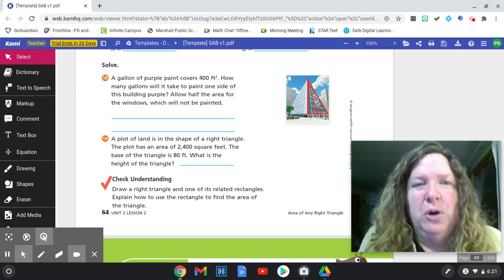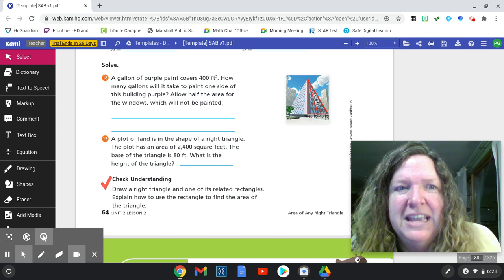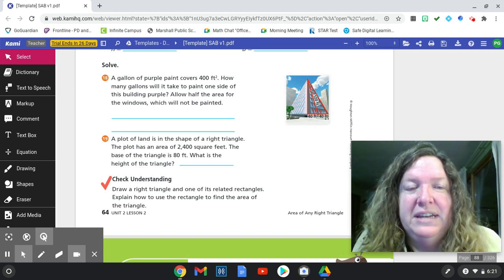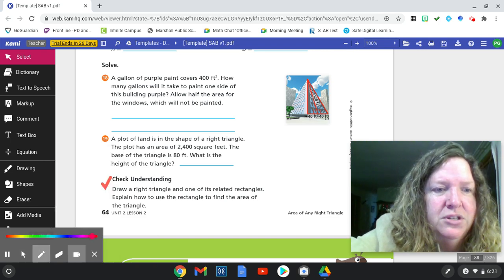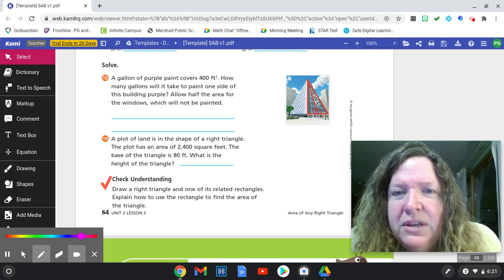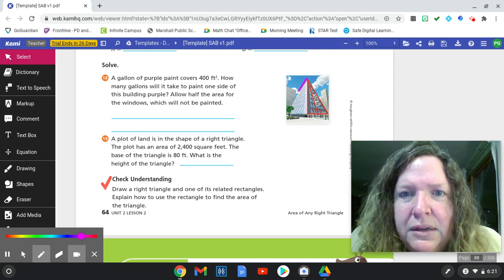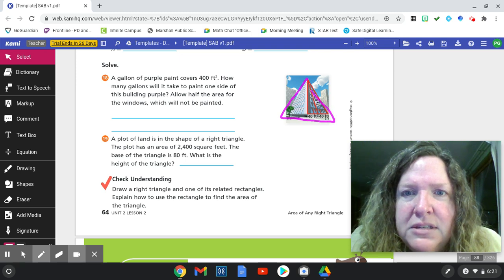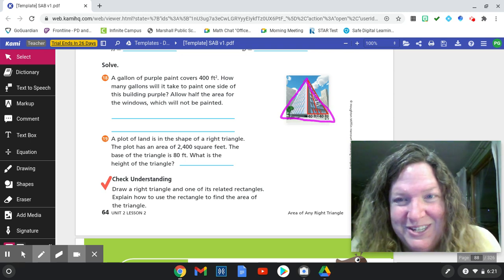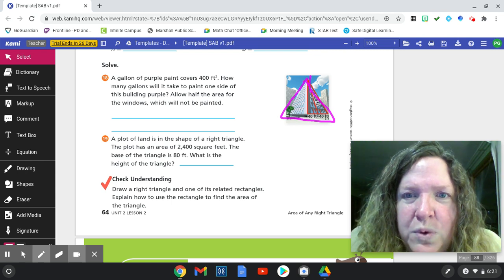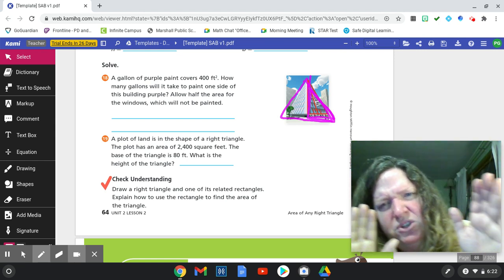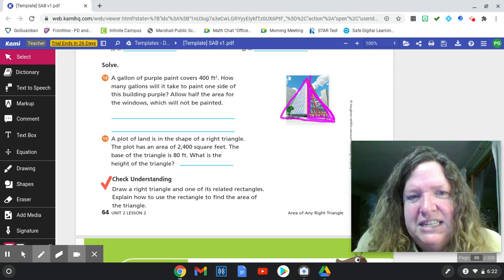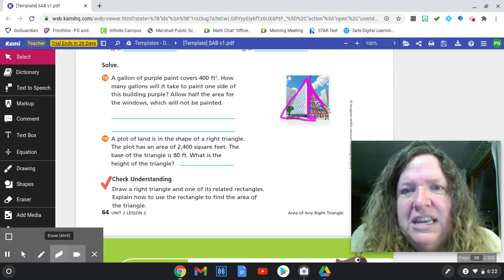Number 18, a gallon of purple paint covers 400 square feet. How many gallons will it take to paint one side of this building purple? Oops, now I'm trying to use my touchscreen. It's not working. There we go. Okay, so if you take a look, this whole building looks like a giant square pyramid, which is an interesting shape for a building. And we're trying to paint one side of the building. Now, it's a little hard because it's on a curve. We have to move our body around to see it a little bit.